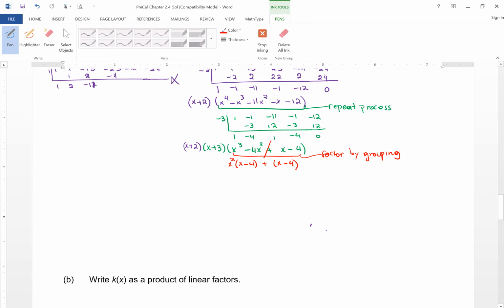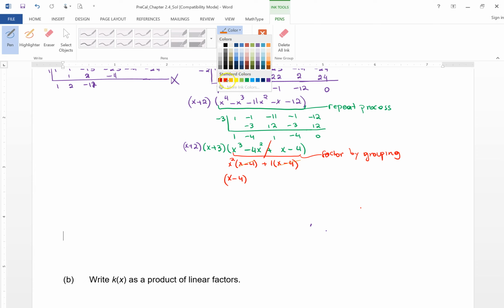Now you notice that you have a common term, x minus 4, x minus 4, okay? Now let's look at the coefficients of these common terms. The coefficient of this one is x squared. What's the coefficient of this one? 1. Now what I'm going to do is write the common term off on the side, x minus 4, okay? So mentally just cross that out.